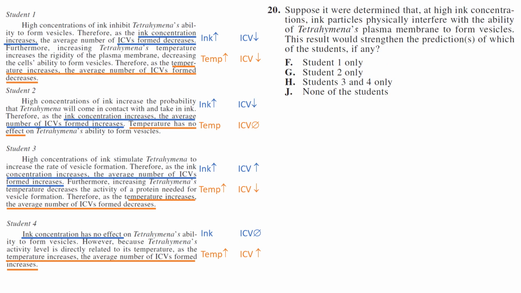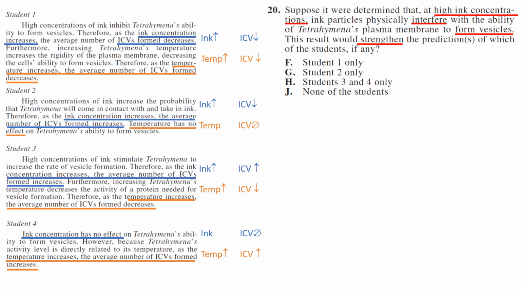Number 20 is a suppose question. Remember, suppose if why questions require a bit of thinking usually. Suppose it were determined that high ink concentrations would physically interfere with the ability of the membrane to form vesicles. This would strengthen prediction of which, if any, students. So we look at our diagrams, we say high ink, low ICV is the case in both students 1 and 2. But we don't see that choice over here in our answer choices, right?